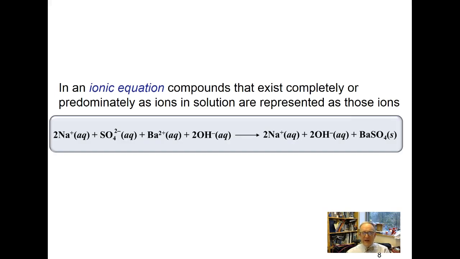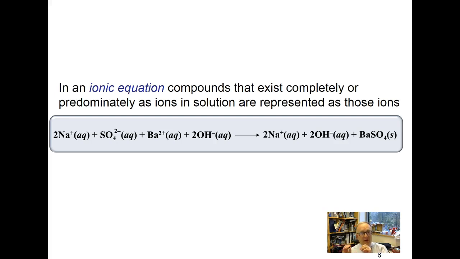So let's see an example. We just took the molecular equation, and now we're going to write from that the total ionic equation, or ionic equation. So sodium sulfate, we're going to write as the two sodium ions, aqueous, plus the sulfate ion, aqueous, plus the barium 2+ ion, aqueous, plus 2 hydroxide ions, aqueous. Those are our reactants. Everything that dissociates into ions, we write as those particular ions. That's on the reactant side.